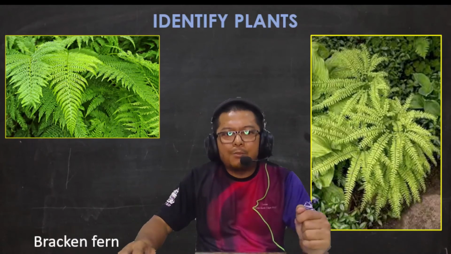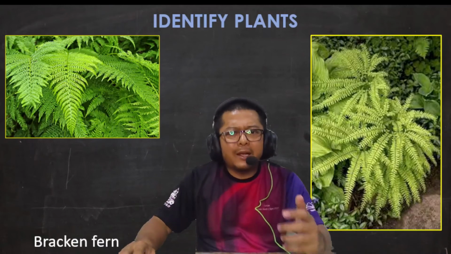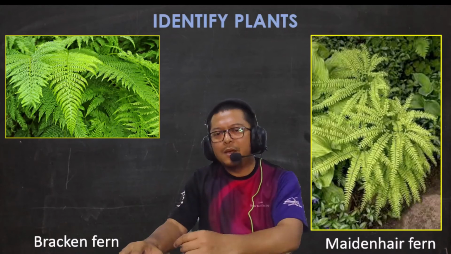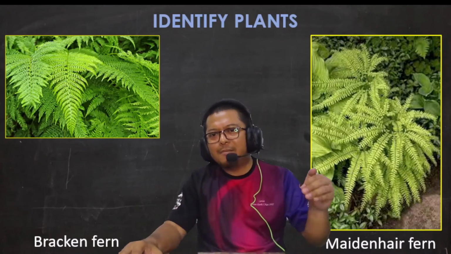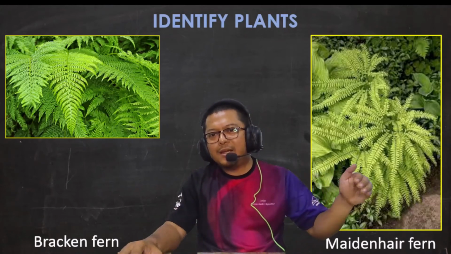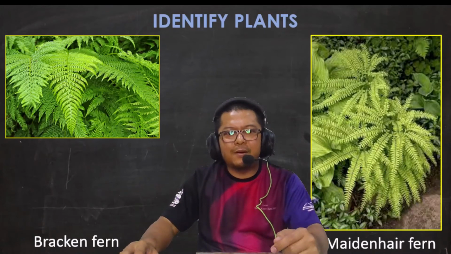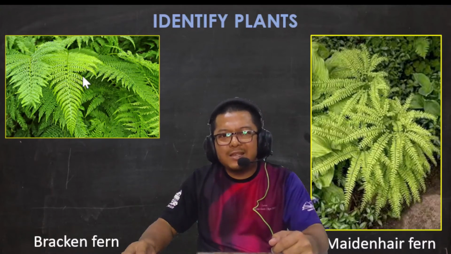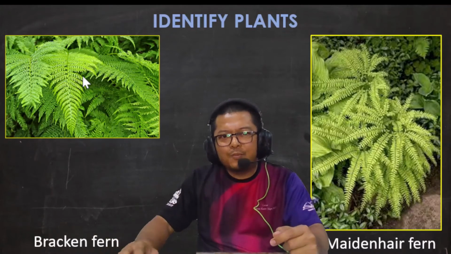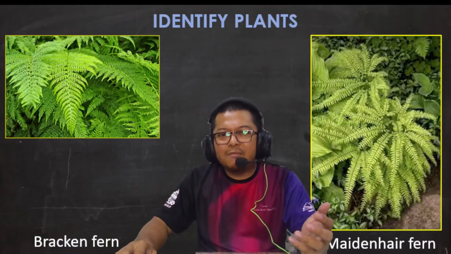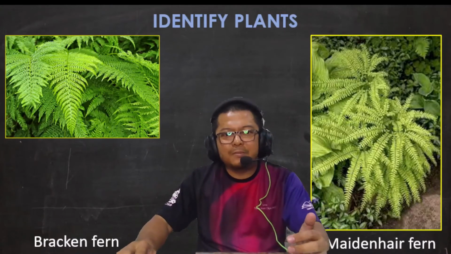So what you can see here is more or less the same plants, but different. One is called bracken fern, and the other is called maidenhair fern. Okay, it looks the same, but it's different. I think this one is thinner. The name is different. It's the same family, fern, but different.